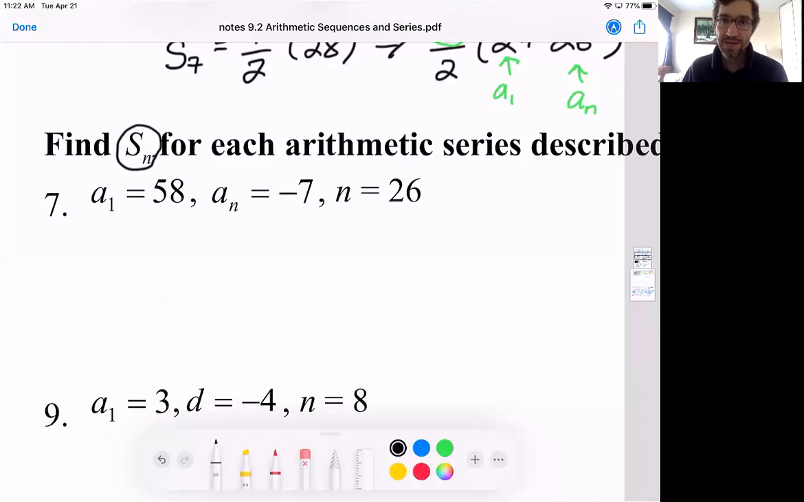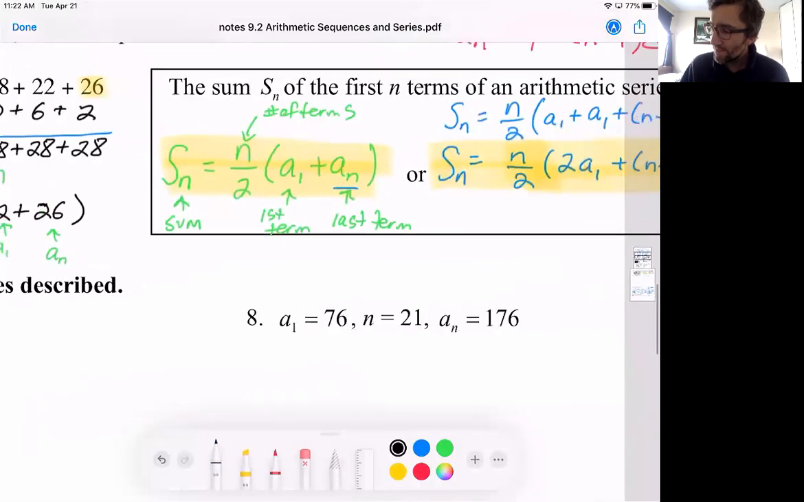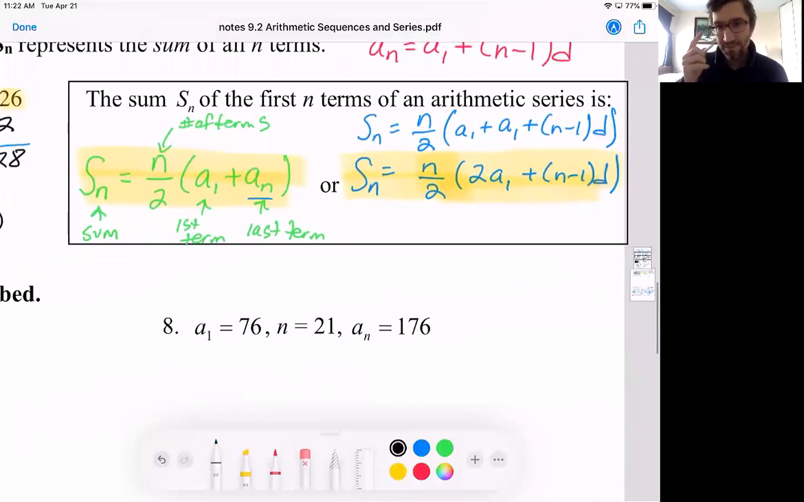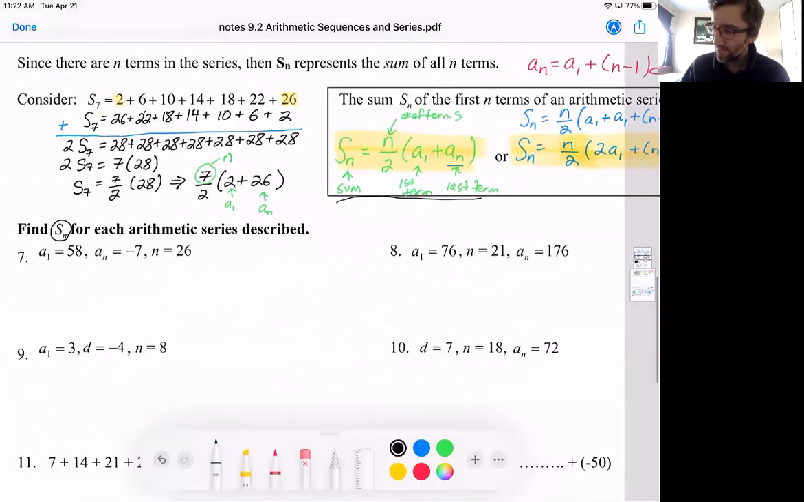Sometimes students will ask, how do I know what formula to use? That's a great question. Which of these formulas has the first term, the last term, and the number of terms? Well, they both have the number of terms n, and they both have a first term, but the one on the left here is the one that has the last term. So we'll use that first formula.